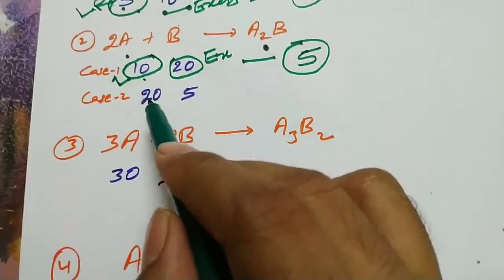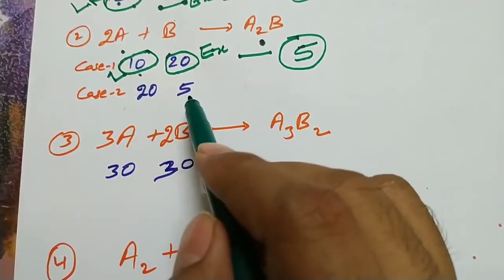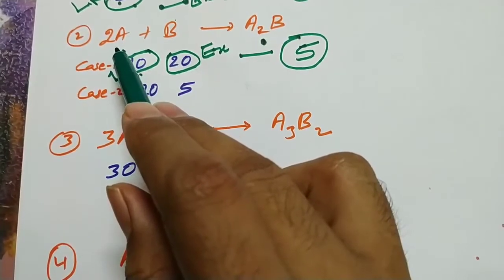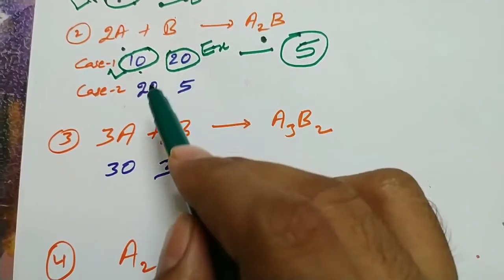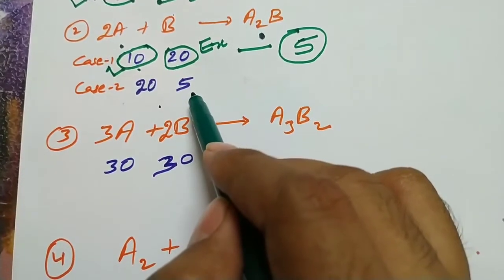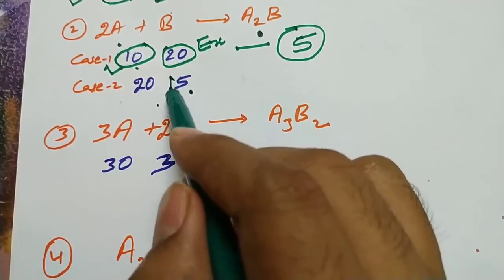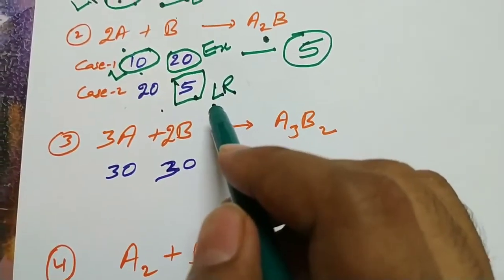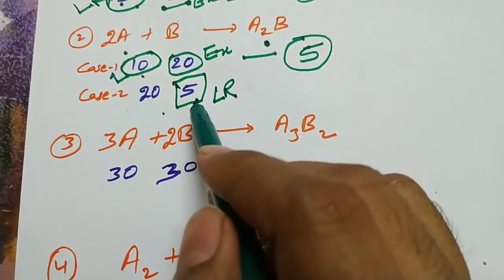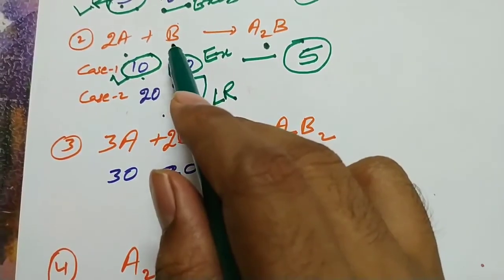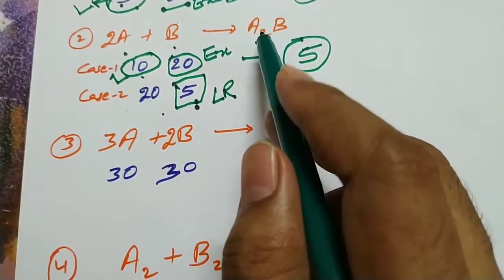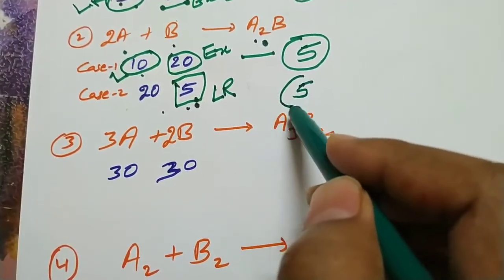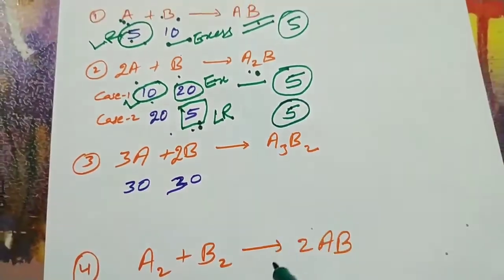Next, in case of B, 20 and 5. Here 2 moles of A require only 1 mole of B. Here 20 is there means B required is 10. So 10 is not there, only 5 is there, so that is limiting. So the product depends on the B now. 1 B forms only 1 A2B. So here 5 are there, so this one also 5. All are getting 5. Take it.